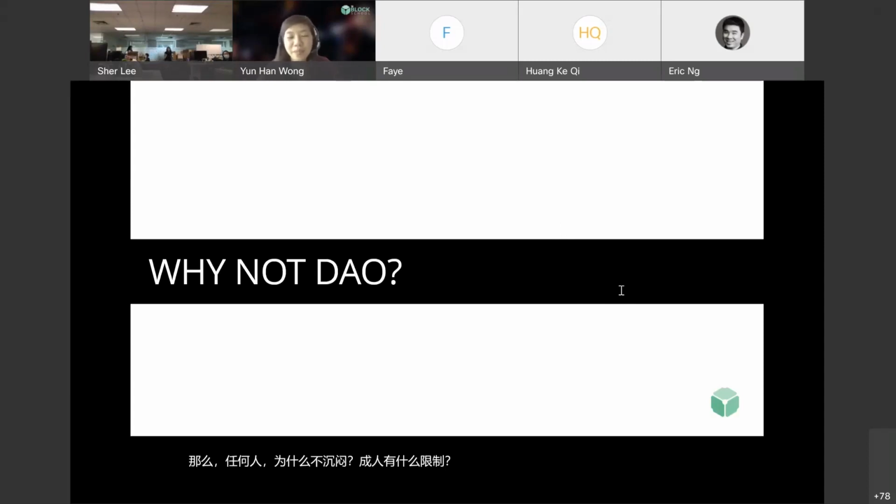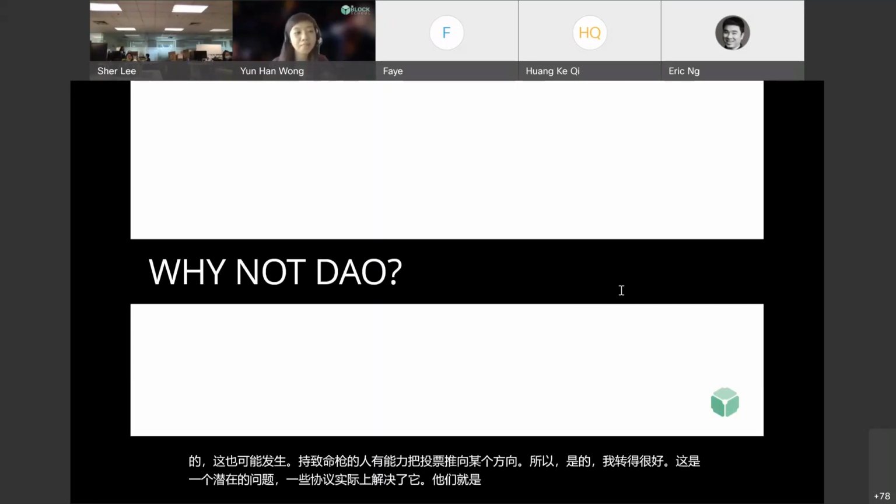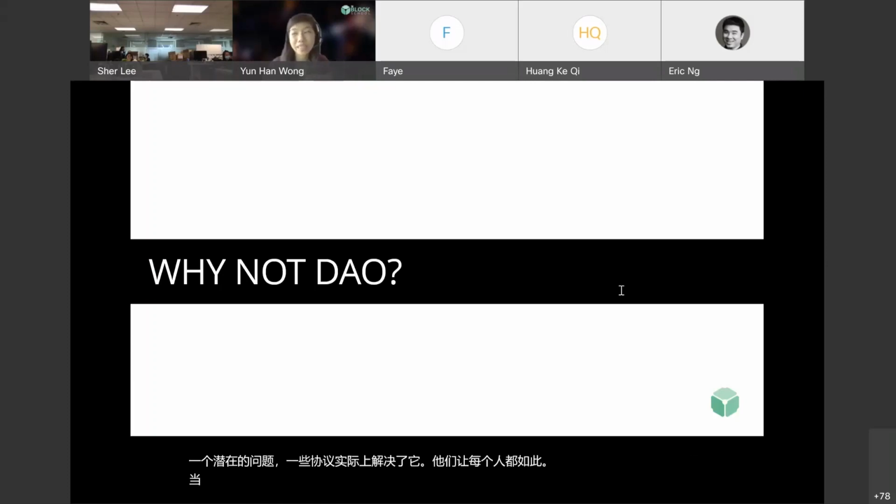ITAM, very interesting, because imagine in this DAO, ITAM is a whale. ITAM has 60% of the token. So yes, that could happen as well. People with more tokens have the ability to drive the vote in a certain direction. So yes, ITAM, very good. This is a potential problem. And some protocols actually resolve it. They make it such that when everyone votes, it is somewhat equal, or they do a lucky draw or something like that for the voting to prevent such instances of whales. So anyone else, why shouldn't we do a DAO?